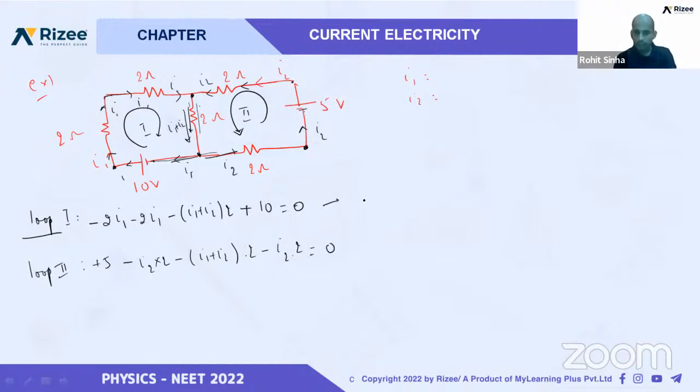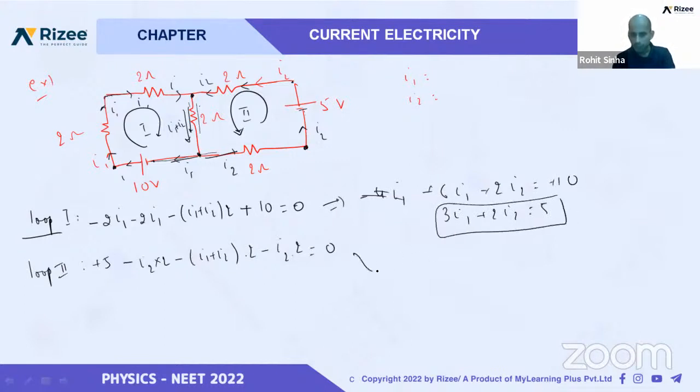We can arrange it. What we will get? We will get minus 4i1. We can break this bracket also. Then we can write it clearly like this: minus of 6i1 minus of 2i2 is equal to minus 10. Remove the sign. We can write like this: take 2 common. 3i1 plus 2i2 is equal to 5. One equation you can get from here. Similarly, second equation from here, and you can solve it.